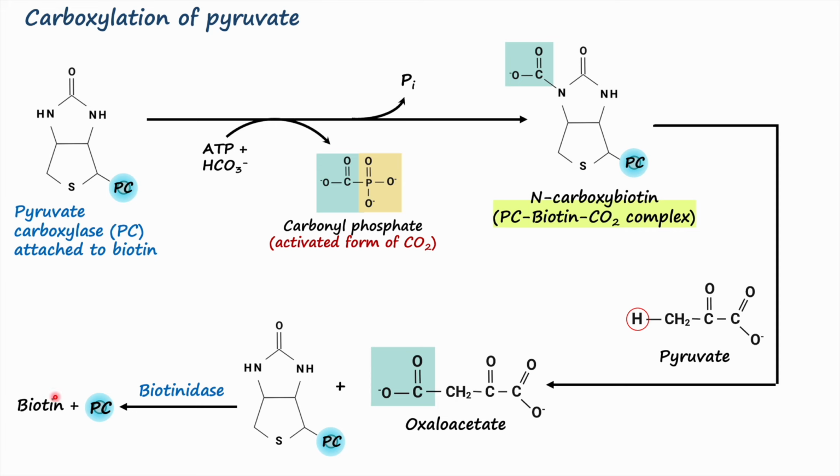reaction. One important thing to remember about this reaction is the role of biotin, which is to carry carbon dioxide from carbonyl phosphate to pyruvate so that it can synthesize oxaloacetate. So this is the first step where pyruvate is carboxylated to form oxaloacetate. Now we need to learn how oxaloacetate is converted into phosphoenolpyruvate.